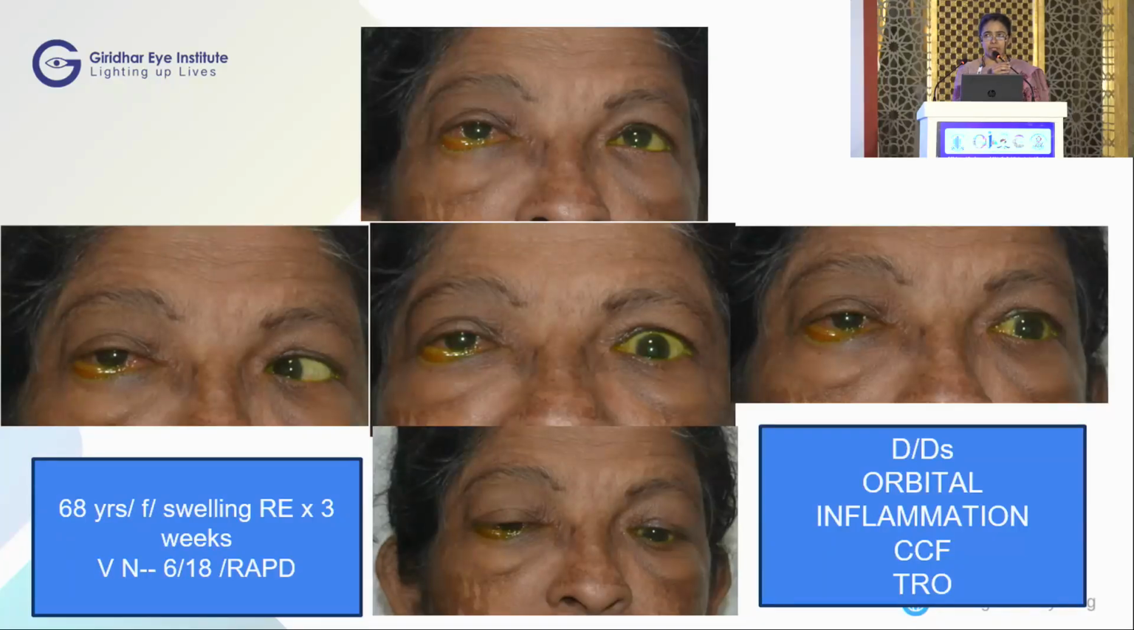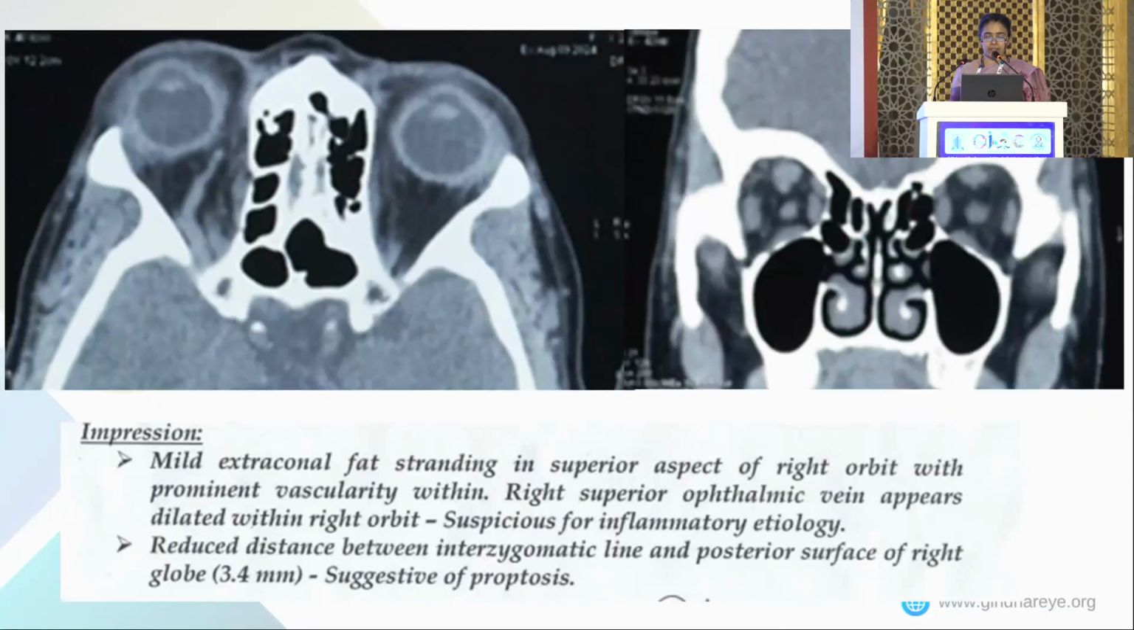When you treat orbital inflammation, we have to be very, very careful. Are we treating anything else? This is a 68-year-old female who presented with swelling of the right eye since 3 weeks. Right eye vision is 6/18 with a relative afferent pupillary defect. You can see there is lid edema, and chemosis is more inferior. You can put the first diagnosis as orbital inflammation. The other possibilities are CCF and thyroid eye disease. Now look at her CT scan.